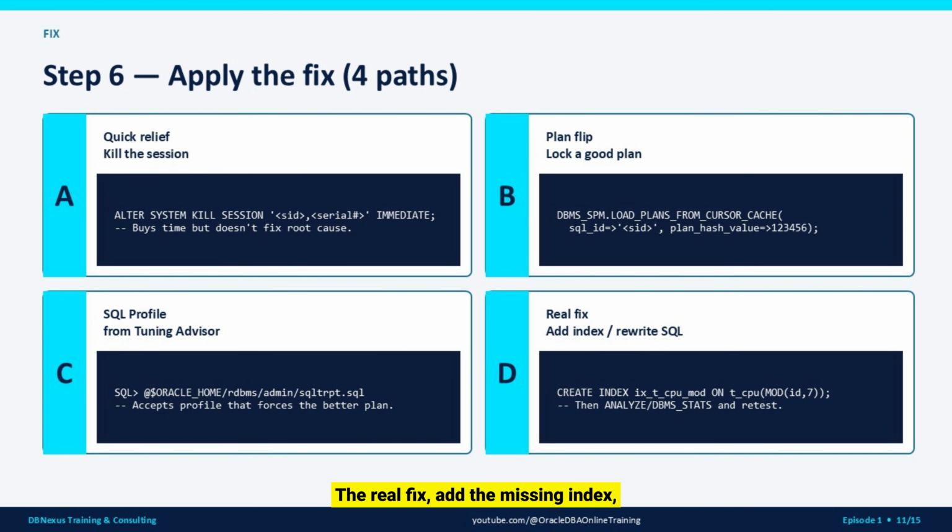Add the missing index, rewrite the SQL, update the statistics. In our lab, that means adding a function based index on modulo of ID and 7 and gathering stats so the optimizer can use it. In production, my usual order is A, then B, then D. Path C is for when you cannot change the SQL because the application vendor controls it.